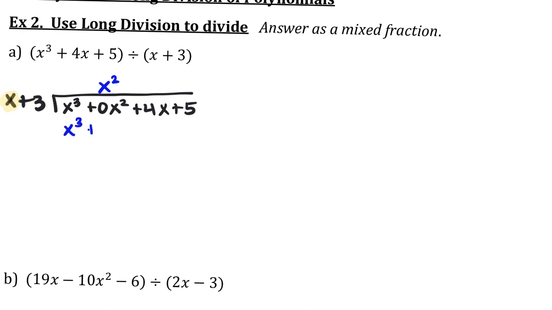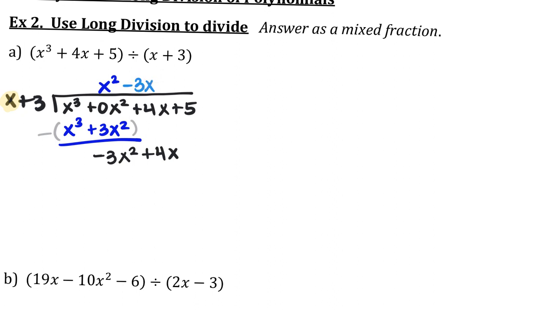X squared times 3 is 3x squared. Subtract down. That cancels. 0 minus 3 is negative 3x squared. Bring down the 4x. Okay, x times something to give me this: negative 3x.